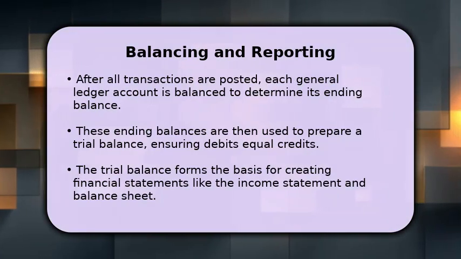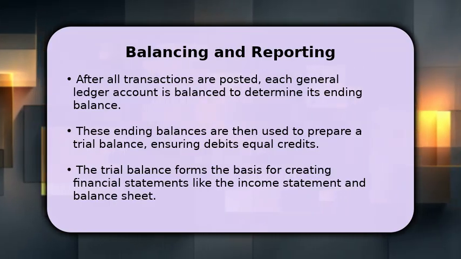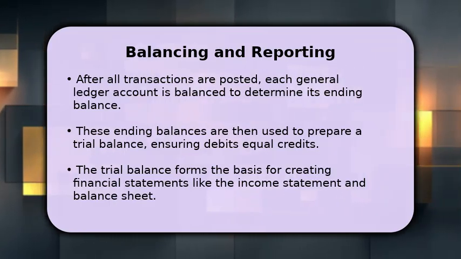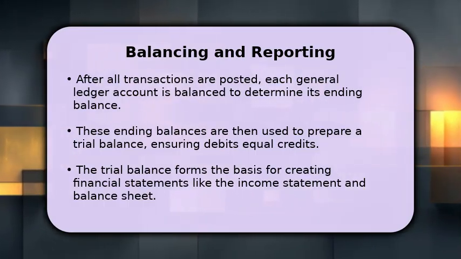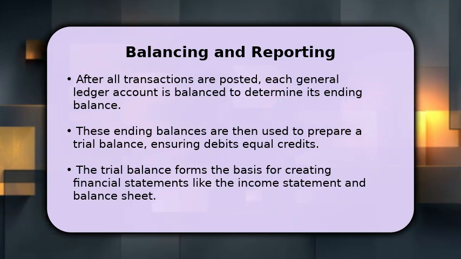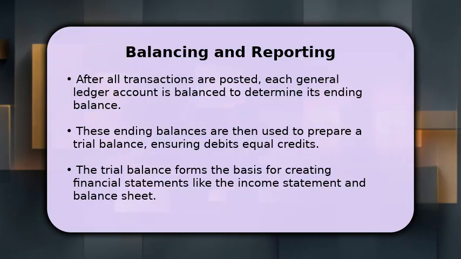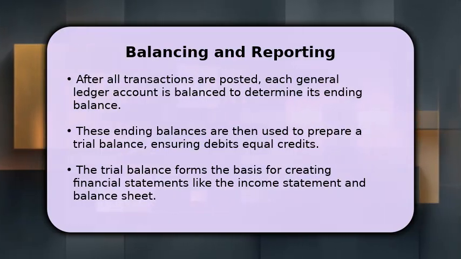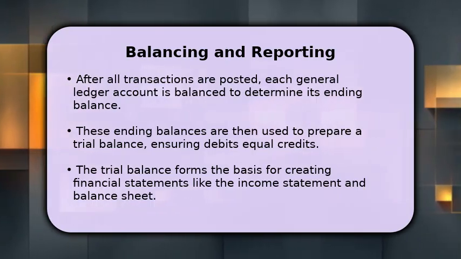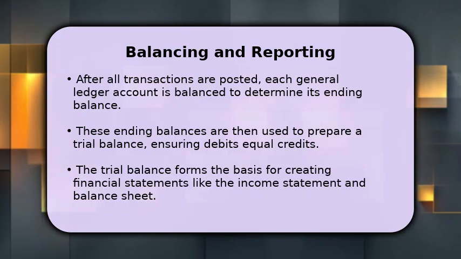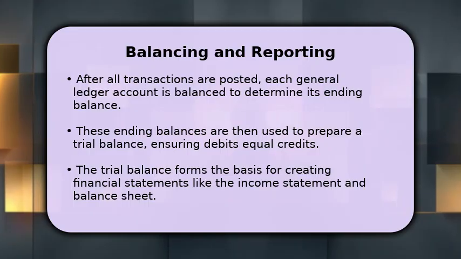Finally, we arrive at balancing and reporting. Once all transactions are posted, you'll calculate the ending balance for each general ledger account. These balances are then compiled into a trial balance, a crucial step to verify that total debits equal total credits, confirming the accuracy of your entries. This balanced trial balance is the direct input for generating your primary financial statements, offering a clear picture of your company's financial performance and position. It's how you transform raw data into actionable insights.